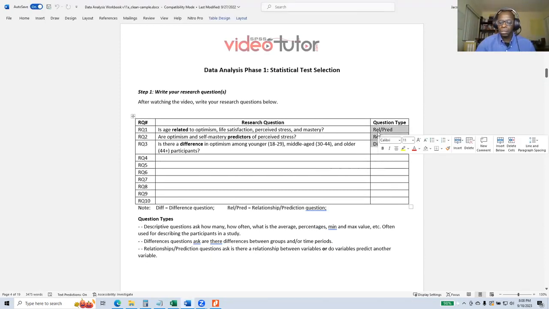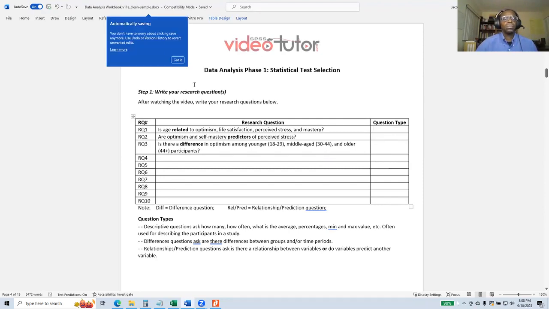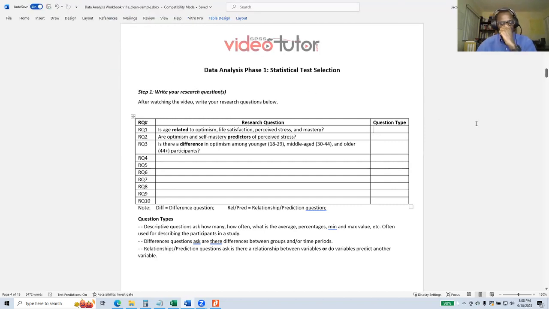Now, the first thing that you want to do is write down your research questions. And there are basically three types of research questions. We're only going to be concerned with two, but there are three types.